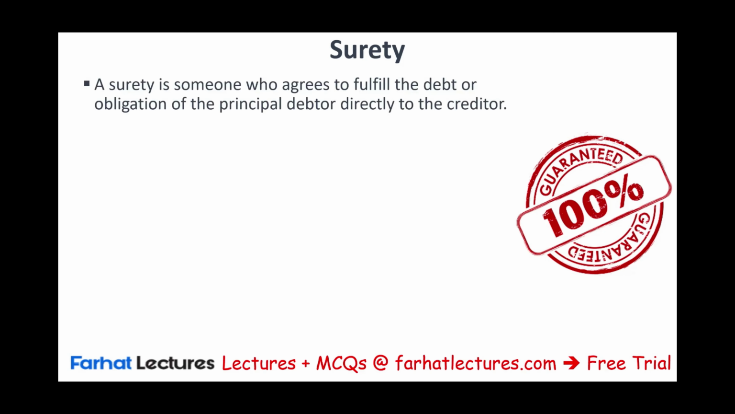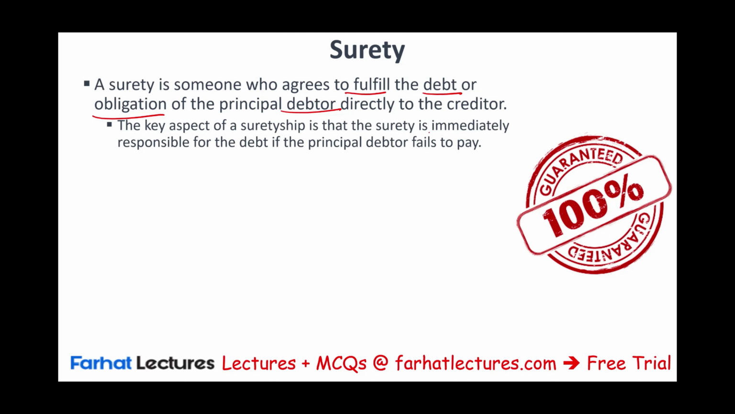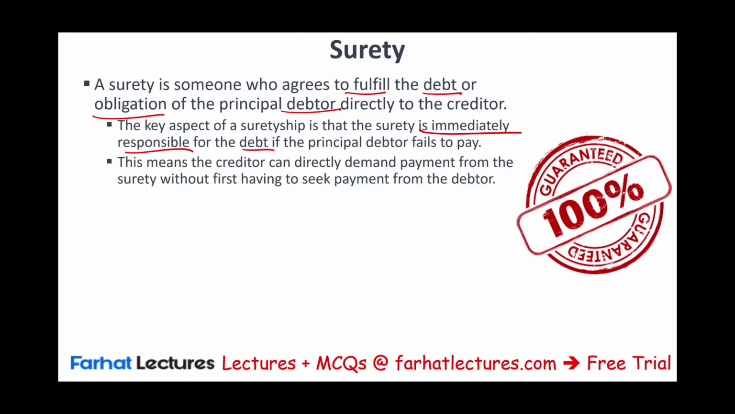A surety is someone who agrees to fulfill the debt or obligation of the debtor directly to the creditor. So the key concept here is that the surety is immediately responsible for the debt if the principal debtor doesn't pay. This means the creditor can go directly, and I'm going to emphasize this point several times in this lecture. They can go directly and demand the payment from the surety without having to seek payment from the debtor. So they can go directly to the cosigner, tell the cosigner, pay me.